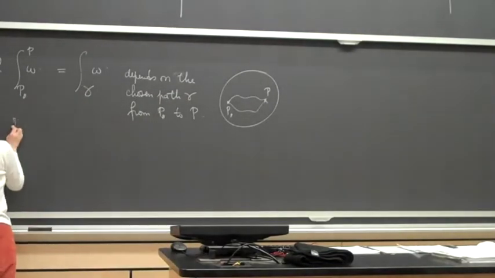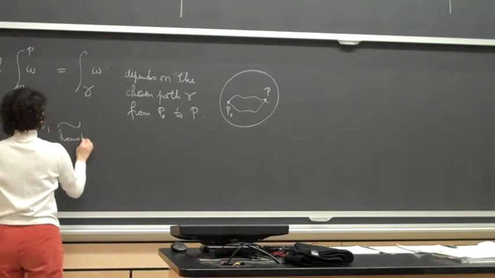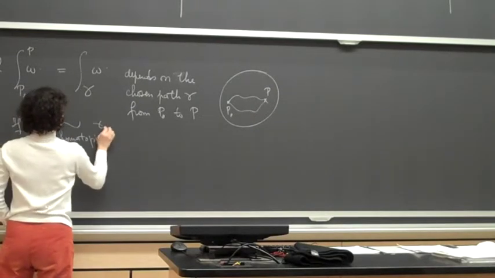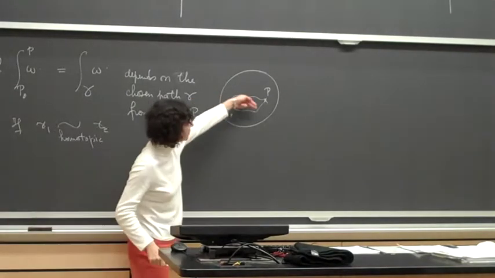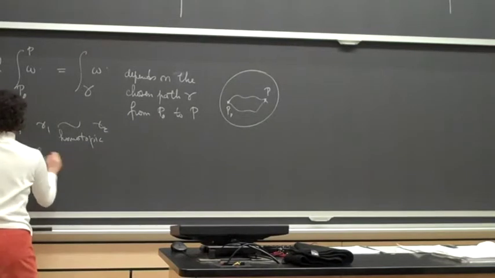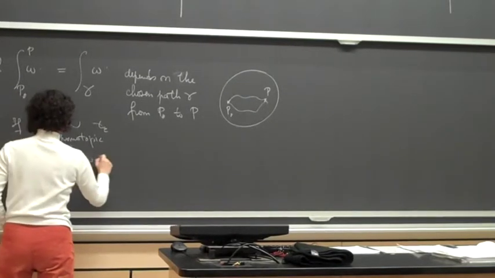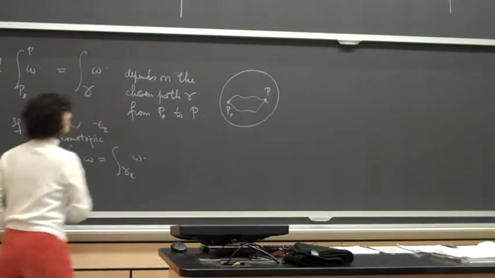So if gamma 1 is homotopic to gamma 2, again, that means that you can continuously move one path into the other, right? Then the integral over gamma 1 of omega is equal to the integral over gamma 2 of omega.